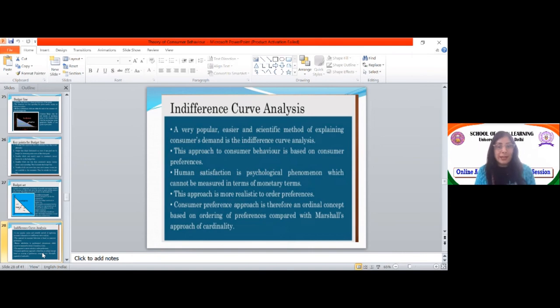We want to say that if we are consuming cola or sub or a burger, then in what combination do I want to choose them? Do I want to take 2 colas or 5 burgers, or just 1 cola and 10 burgers, or whatever choices I make. The consumer preference approach is therefore an ordinal concept, based on the ordering of preferences, compared to Marshall's approach of cardinality. So we are saying that we are ordering our preferences.